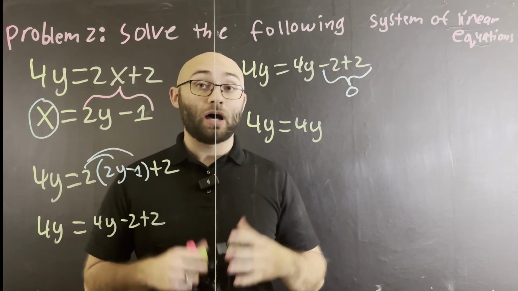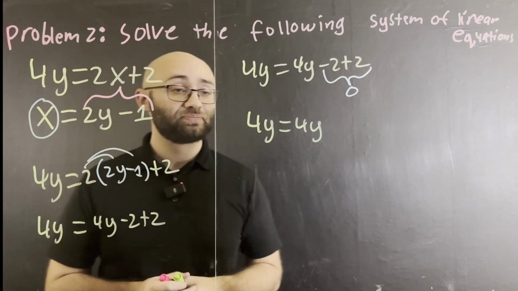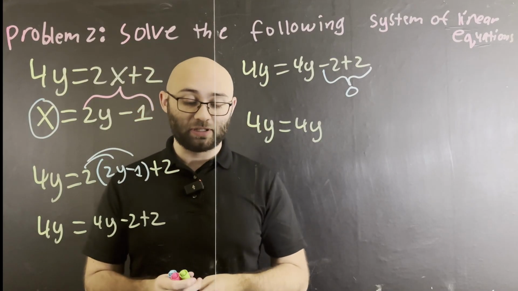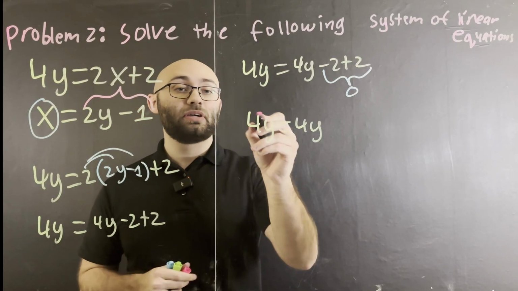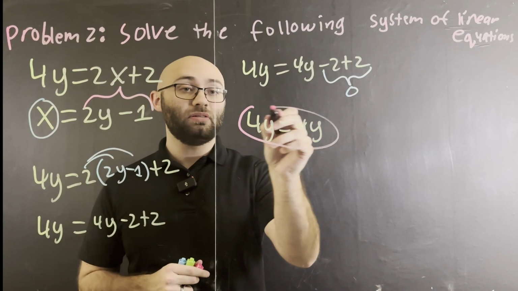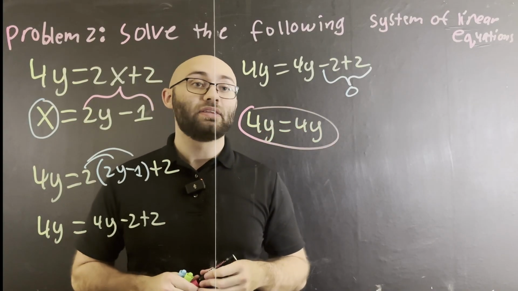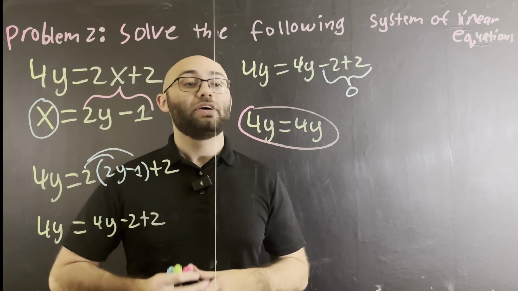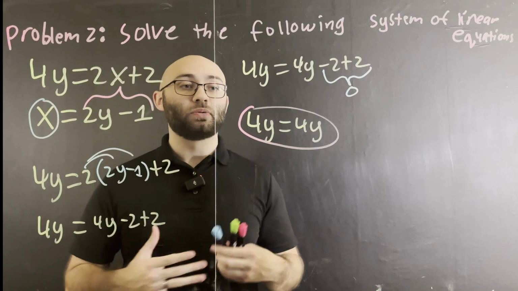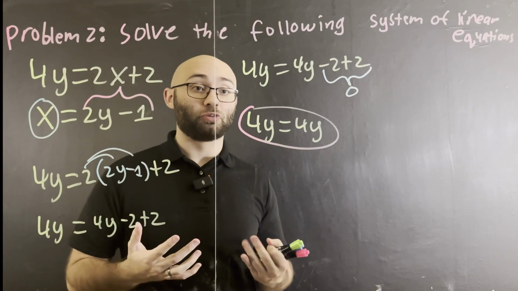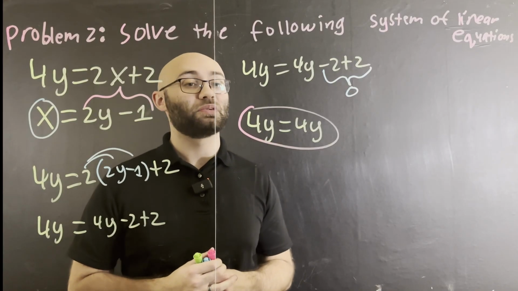And we could stop here, actually. The reason why we could stop here is, if you look, both sides of our equation have the exact same thing. They're exactly the same. 4y is equal to 4y, which is true, right? 4y is in fact equal to 4y.